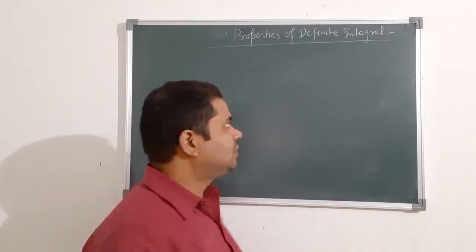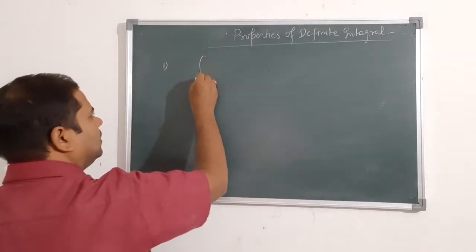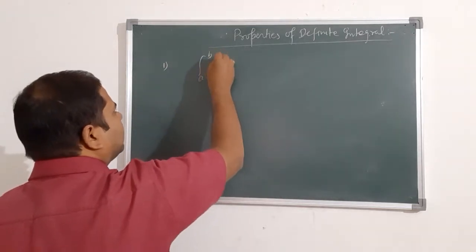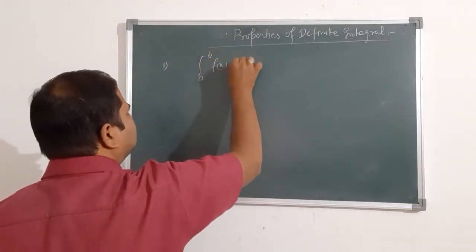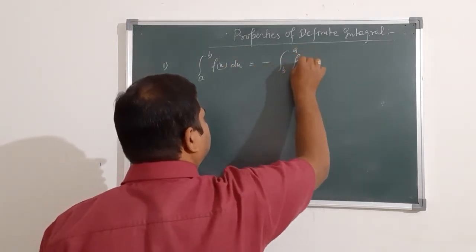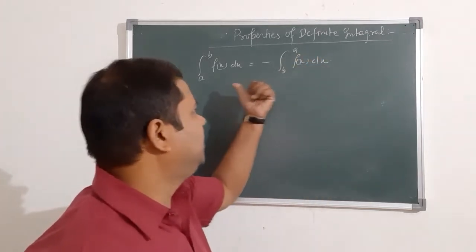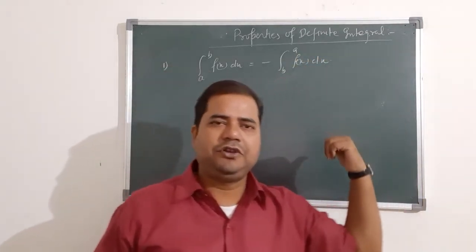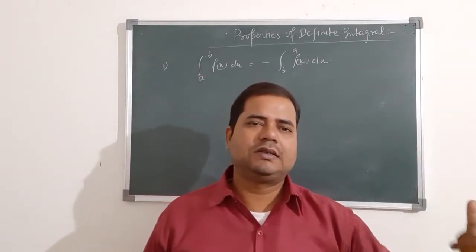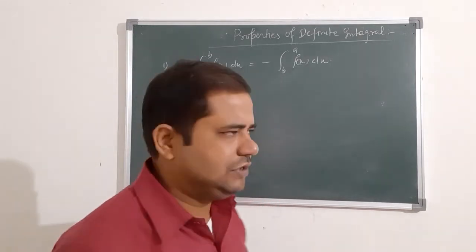So let us discuss the first property. First one is integral from a to b of f(x) dx. This is nothing but minus integral from b to a of f(x) dx. That means if we change the limit, a to b, to b to a, then the sign of the integral is changed.